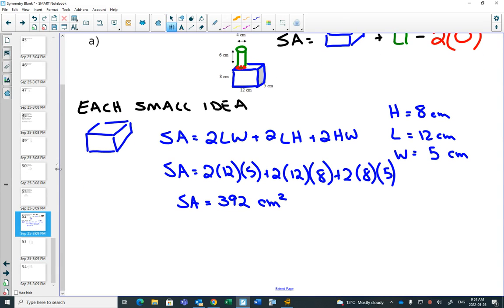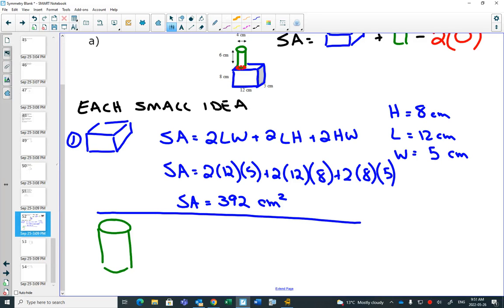Little idea number 2, that was the cylinder. Switch my colors to green. If you're using pencil all the way through, maybe you number these just to keep them separate and draw a straight line across here and now number little idea number 2. Because now we need to find the cylinder.